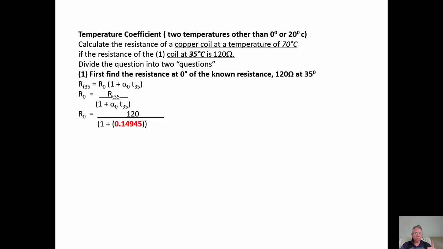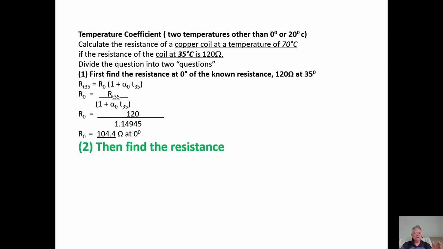So what do we have? We have in brackets 0.14945, and it's 1 plus that. So 1 plus the 0.14945 gives us 1.14945, divided into 120. So the resistance at 0 is 120 divided by 1.14945, and we have the result of 104.4 ohms. Now remember, this is at 0 degrees. That is the end of the first question.